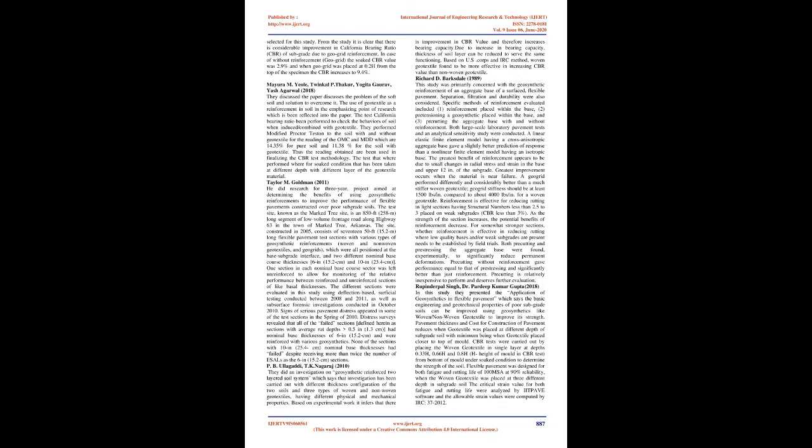From the study it is clear that there is considerable improvement in California bearing ratio, CBR, of subgrade due to geogrid reinforcement. In the case of no reinforcement, the soaked CBR value was 2.9%, and when geogrid was placed at 0.2 H from the top of the specimen the CBR increased to 9.4%.